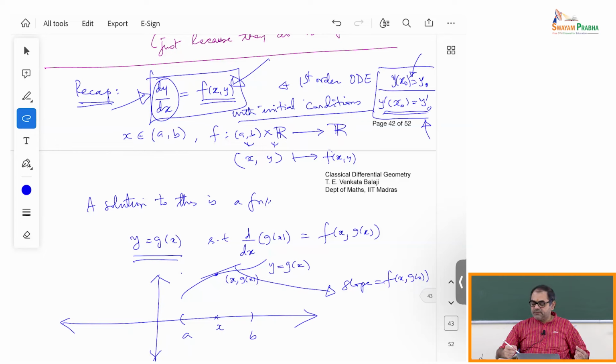This second condition means that dy by dx at x naught is y naught dash, and that y naught dash should be f of (x naught, y naught), that is f of (x naught, g of x naught). That is a condition. In fact, the correct condition will be that I want a curve passing through one point. I cannot put more than one condition, because it's only a first order equation.